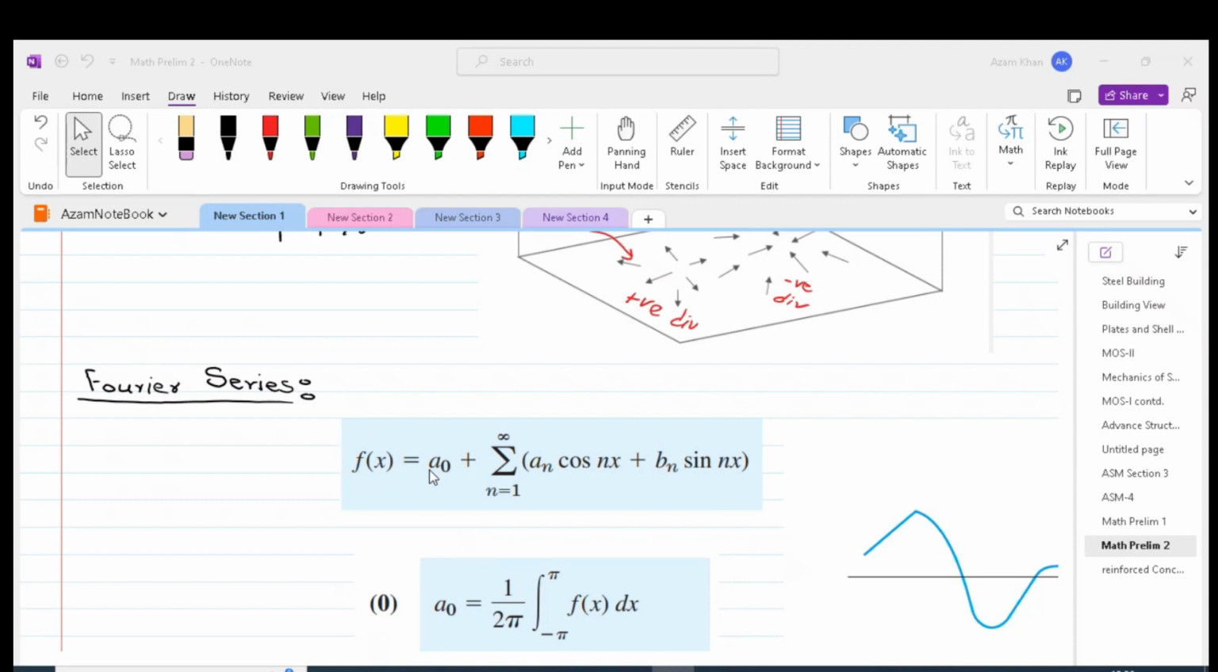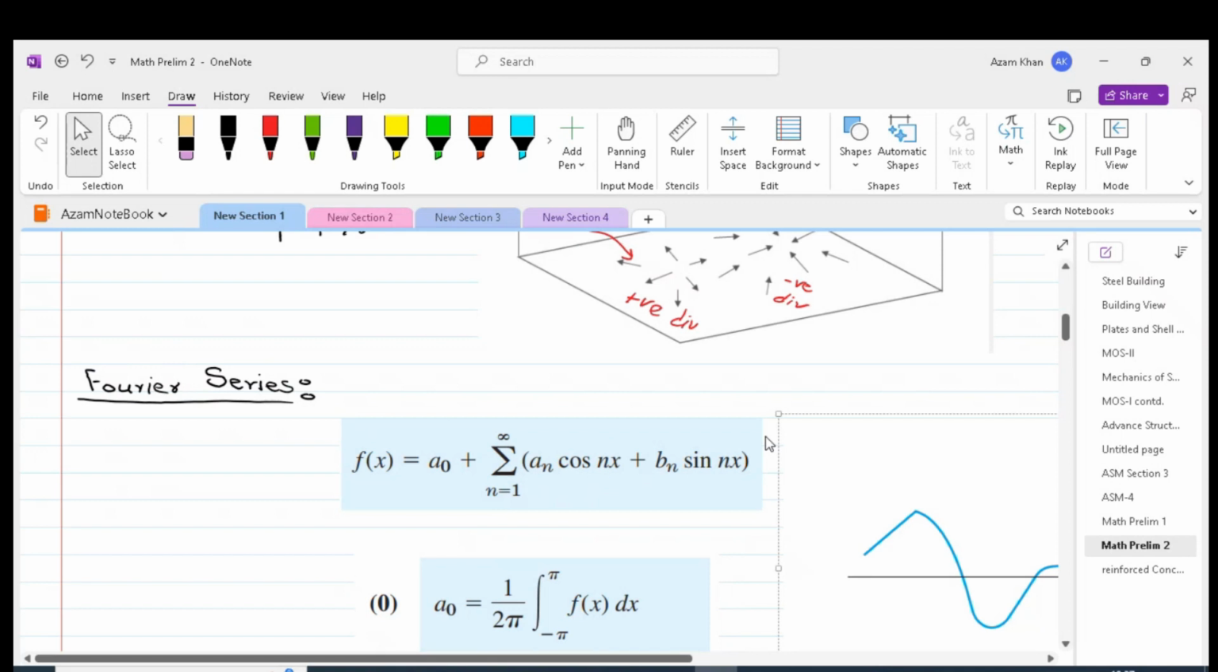Together, we have on the right hand side a naught plus a1 cos x plus b1 sin x plus a2 cos 2x plus b2 sin 2x plus a3 cos 3x plus b3 sin 3x, and so on and so forth. So all the trigonometric terms have been shrunk into this compact form of an cos nx plus bn sin nx, and we are saying that n ranges from 1 to infinity.